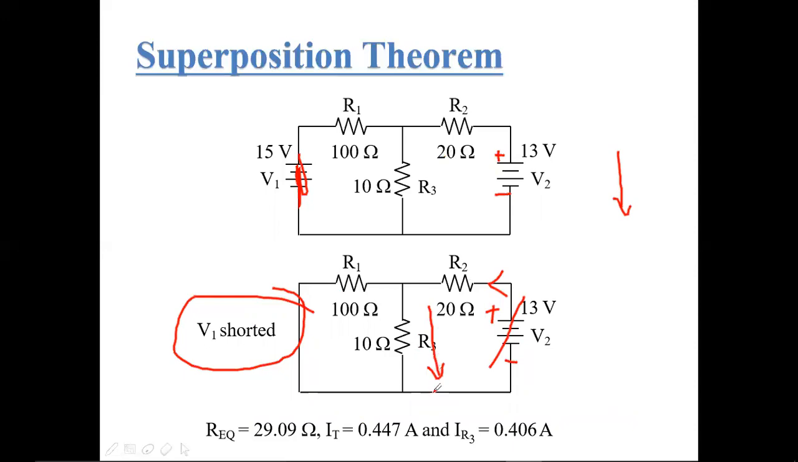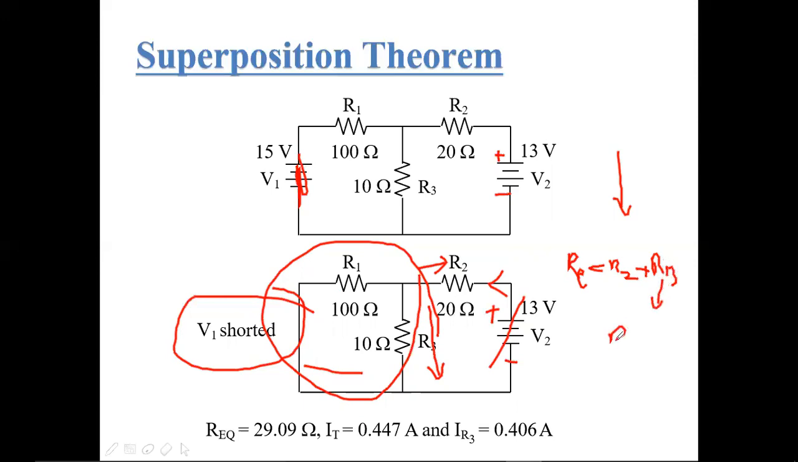As soon as this current is traveling over here, you need to find R equivalent. For finding R equivalent, R1 and R3 are in parallel. The result of R1 and R3 is in series with R2, which means R equivalent is equal to R2 plus R13. R13 is nothing but R1 R3 by R1 plus R3. You should write it like this.